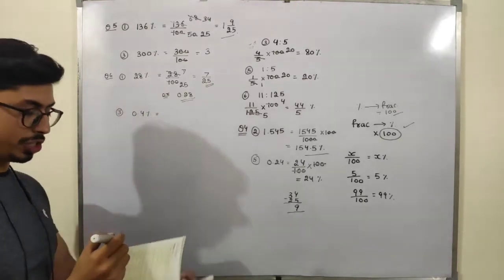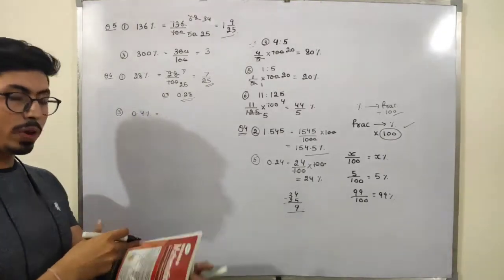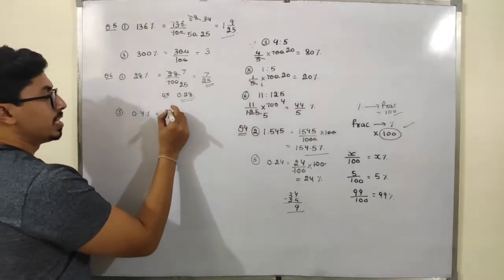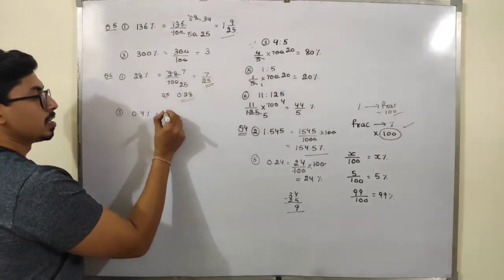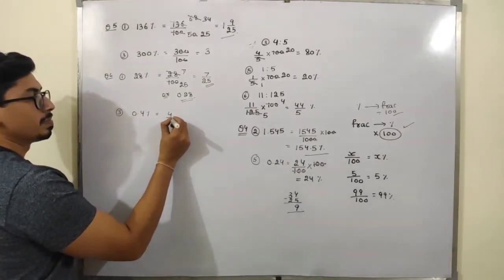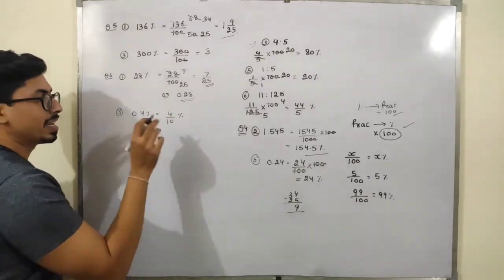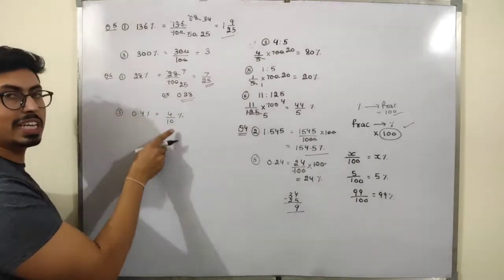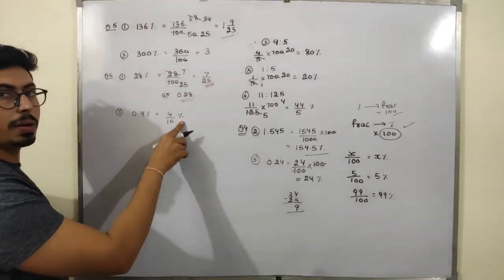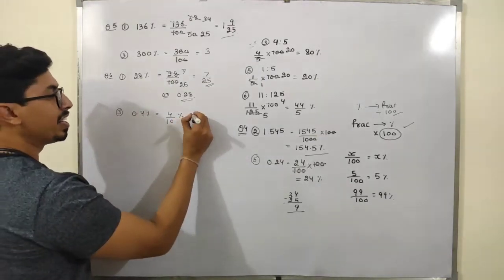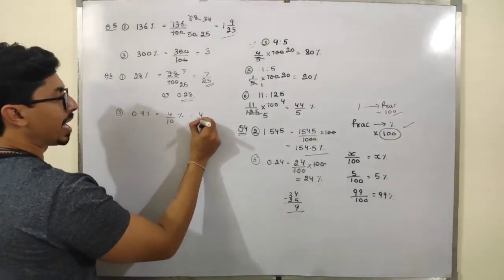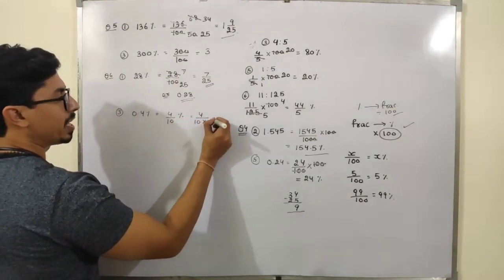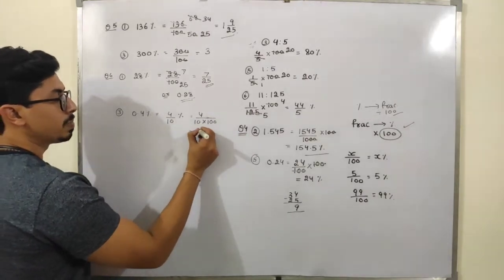If I take this question, 0.4%, how can I solve this? See, this I can write 4 upon 10 and the percentage sign as it is. Till now, I just removed the decimal. Now to convert the percentage into the fraction, divide by 100. So 10 and I have to take 2 zeros again.